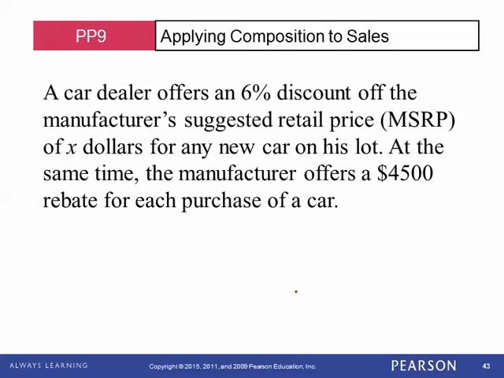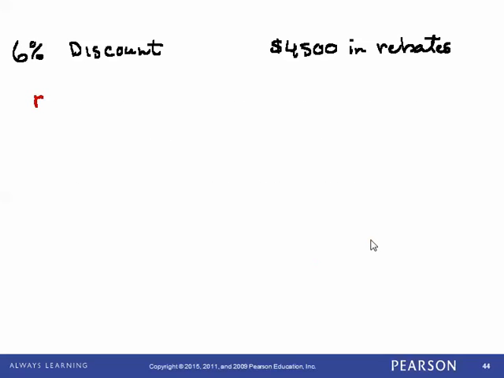Anyways, one more problem with five minutes left here. Our problem is this: we have a 6% discount and we have a $4,500 rebate. Can you write for me the R of x function real quickly here? We'll do it by pieces. So give me R of x. What's the rebate function?